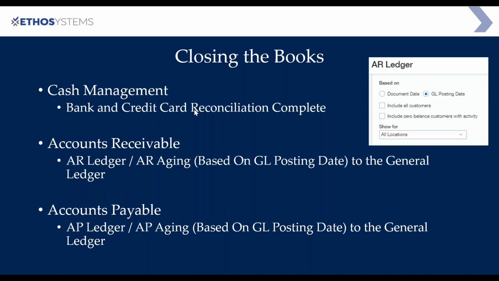From a cash management perspective, obviously, make sure your bank and credit card reconciliations are complete. And then from an AR and AP perspective, this is probably the number one phone call we get on support: my subledger does not match my general ledger. And there could be so many reasons behind that.